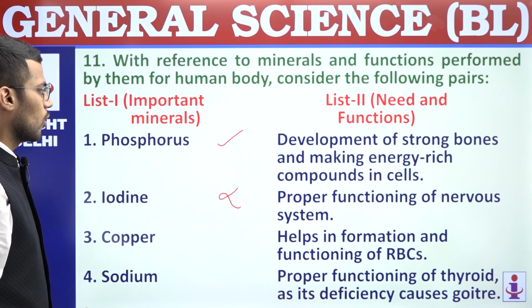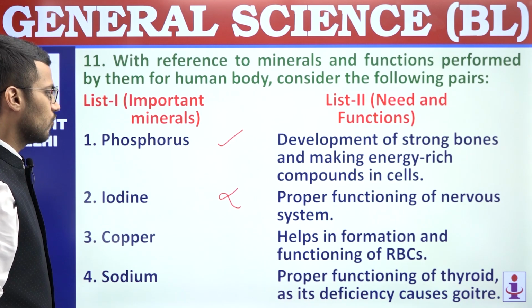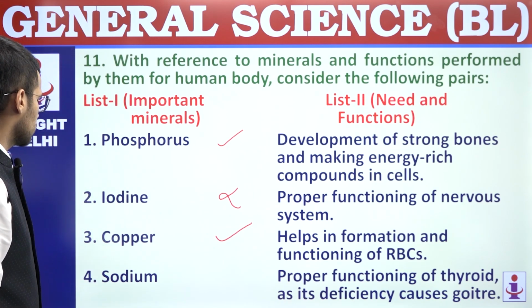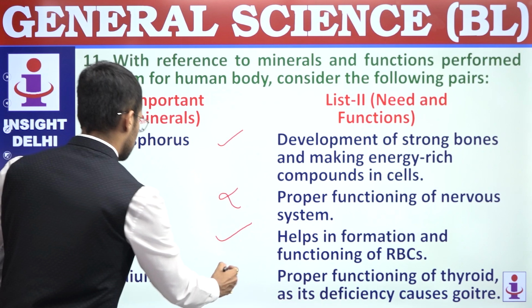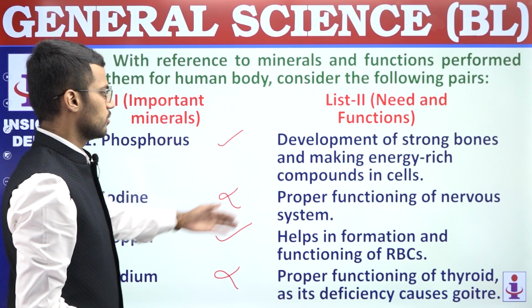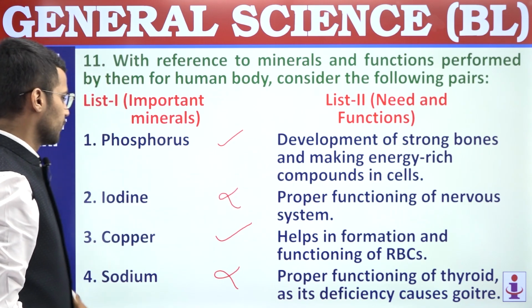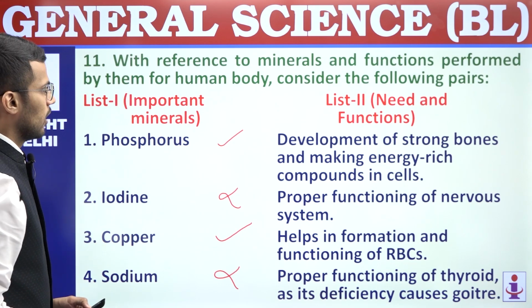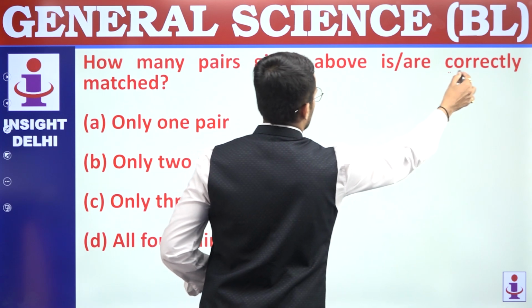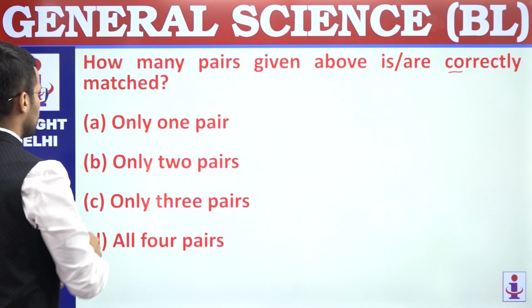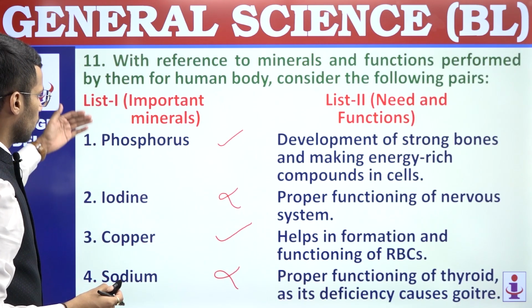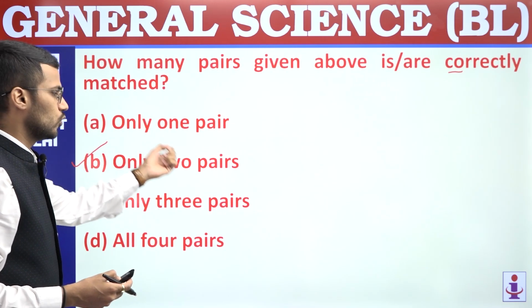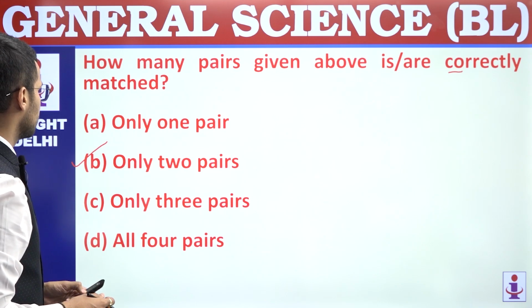Copper helps in formation and functioning of RBCs. This pair is correct regarding copper. Fourth, sodium. Again this pair is incorrect because sodium is responsible for proper functioning of the nervous system. So out of these four, only the first and third pairs are correctly matched. And we are supposed to find out correctly matched pairs only. So two pairs are matched correctly, right? Only two pairs, that means the first and third pairs, and that's why the answer is only two pairs, right? Question number 11, answer is B.